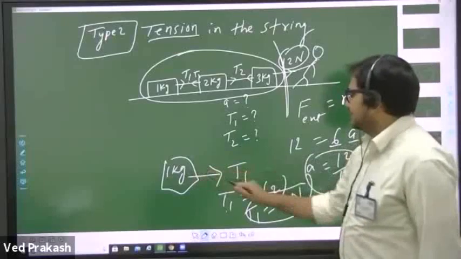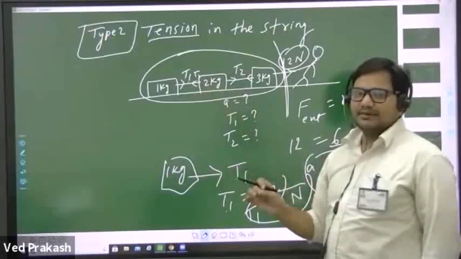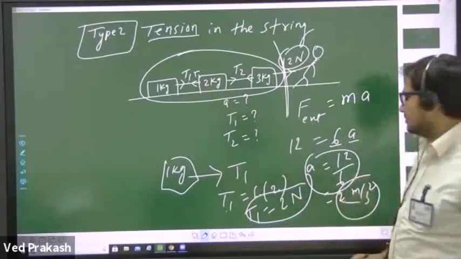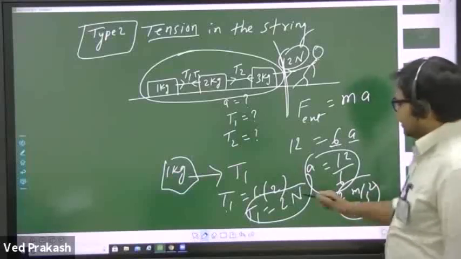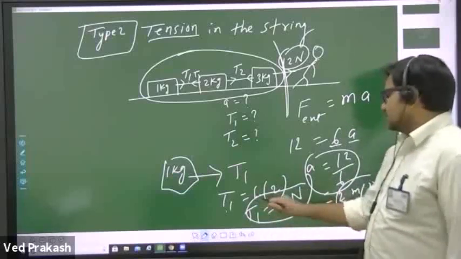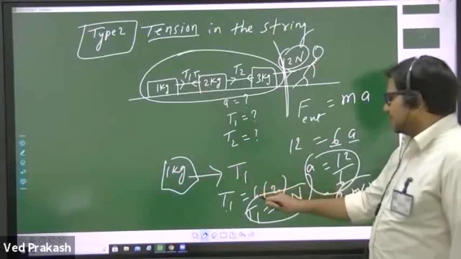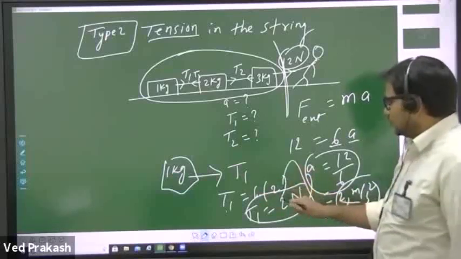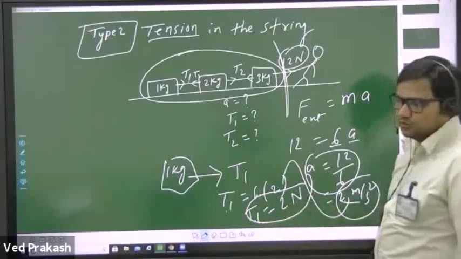The mass of this object is 1 and its acceleration is the same as the common acceleration of the system, which is 2 meter per second square. So the tension force is going to be 1, which is mass, times the acceleration of the system, 2. So this tension force T1 equals 2 Newton.